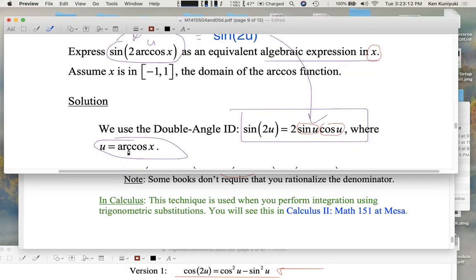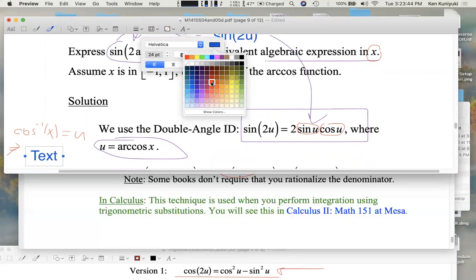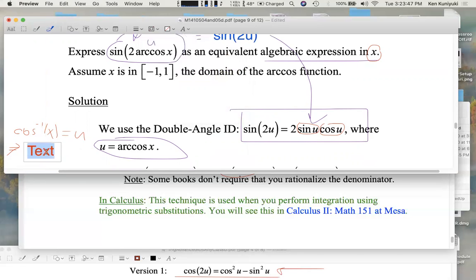Well, right off the bat, u equals arc cosine of x. Or another way of looking at it, I'll turn it around and use the inverse cosine notation: inverse cosine of x equals u. Well, if inverse cosine of x equals u, then what is true? Cosine of what is what? If inverse cosine of x is u, then cosine of u is x.